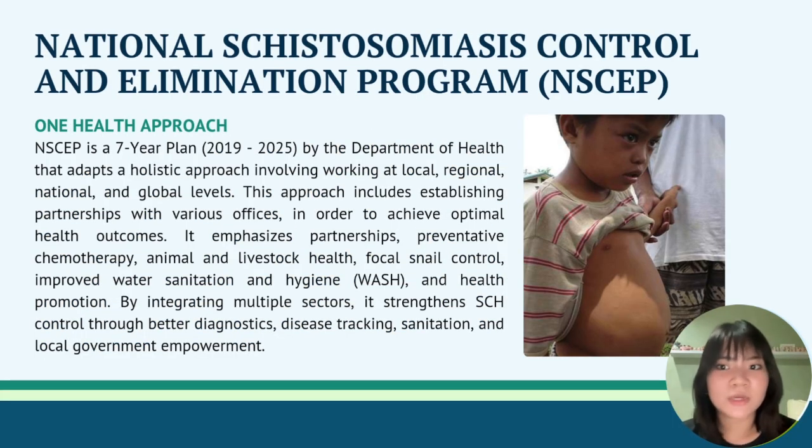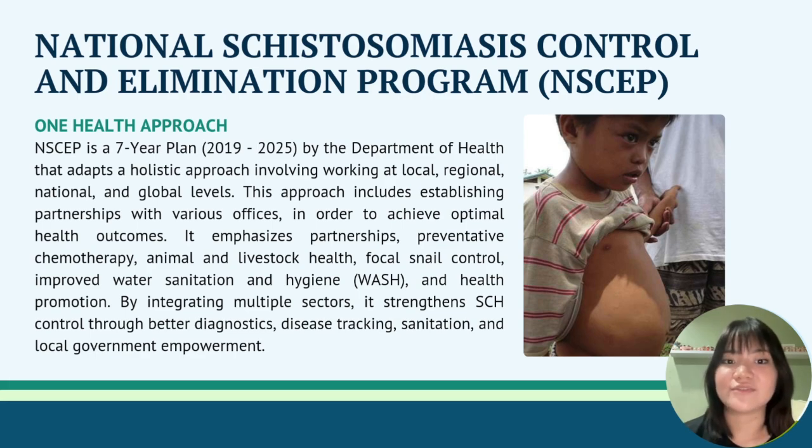The National Schistosomiasis Control and Elimination Program, NSCEP, is a 7-year Department of Health plan beginning in 2019 and ending in 2025 that uses a holistic, multi-level approach to schistosomiasis control. It emphasizes partnerships, preventative chemotherapy, animal health, snail control, improved WASH, and health promotion. By integrating multiple sectors, it enhances diagnostics, disease tracking, sanitation, and local government empowerment to achieve better health outcomes.